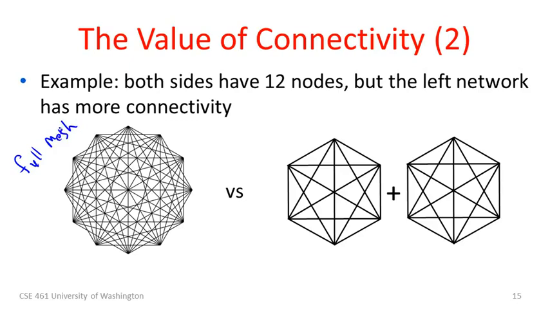Let's look at the connectivity that you get in this network. On the left side, the number of possible connections from one user to another user are 12 by 11, or 132 different possible connections. On the right side, each network has 6 by 5 possible connections. That's 30, plus another 30. That's 60. Okay, well you can see here that we have much more connectivity on the left side than on the right side. That's the value we get in a large network.